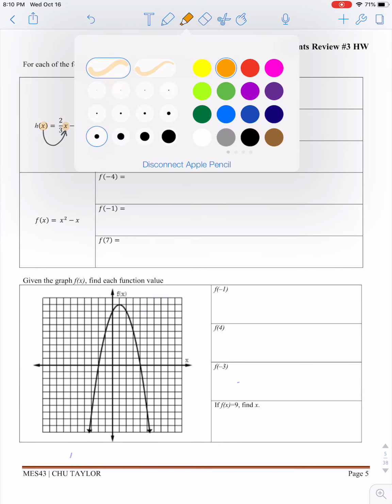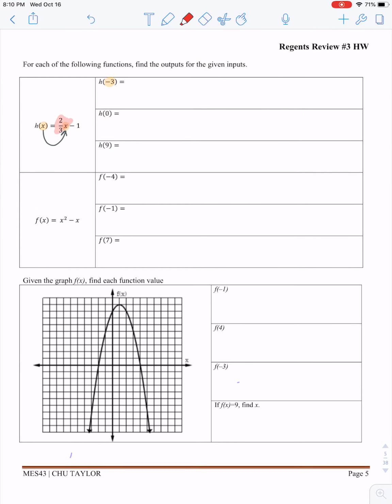And let's highlight that in red. So that piece of my function is going to be 2/3. And instead of x, we're going to put parentheses because we are not plugging in x. We are going to be plugging in -3. We plug -3 into our parentheses, and now we have this expression.